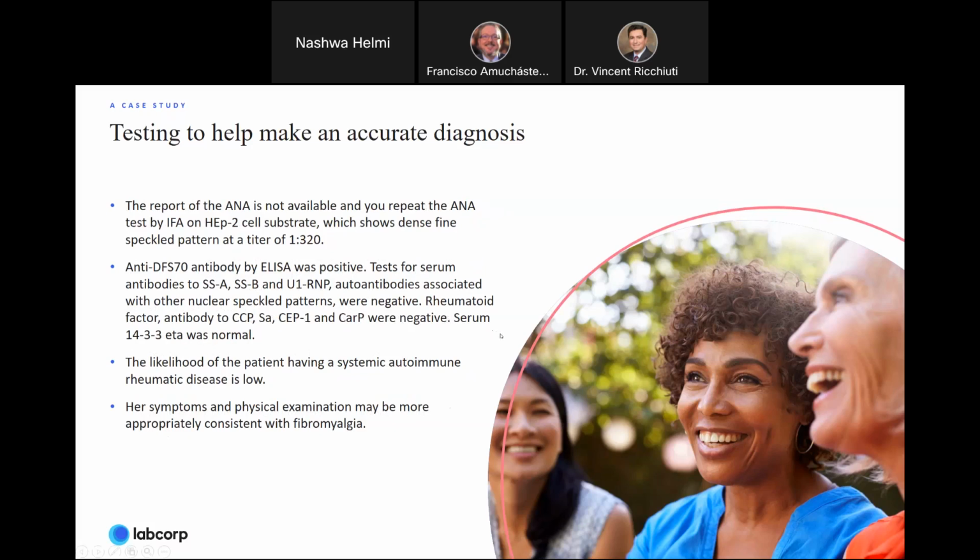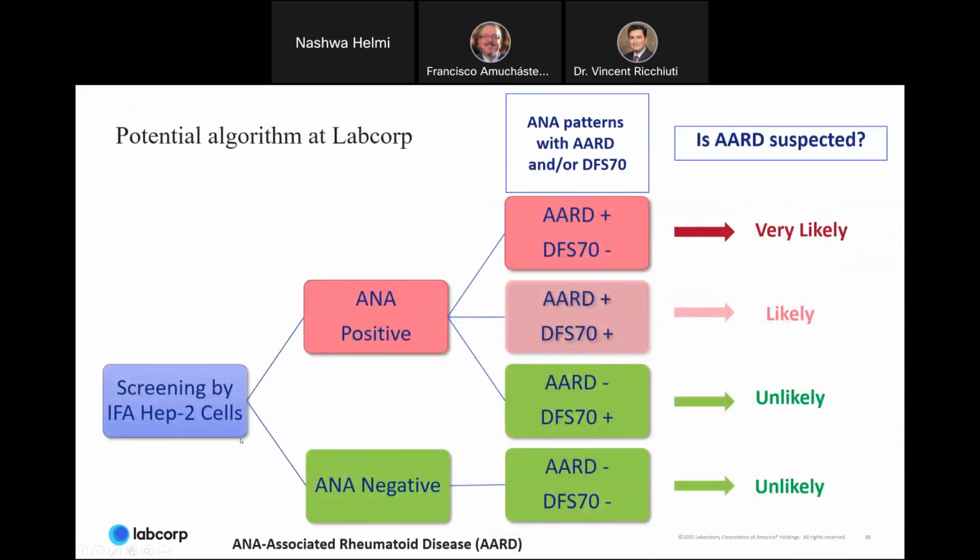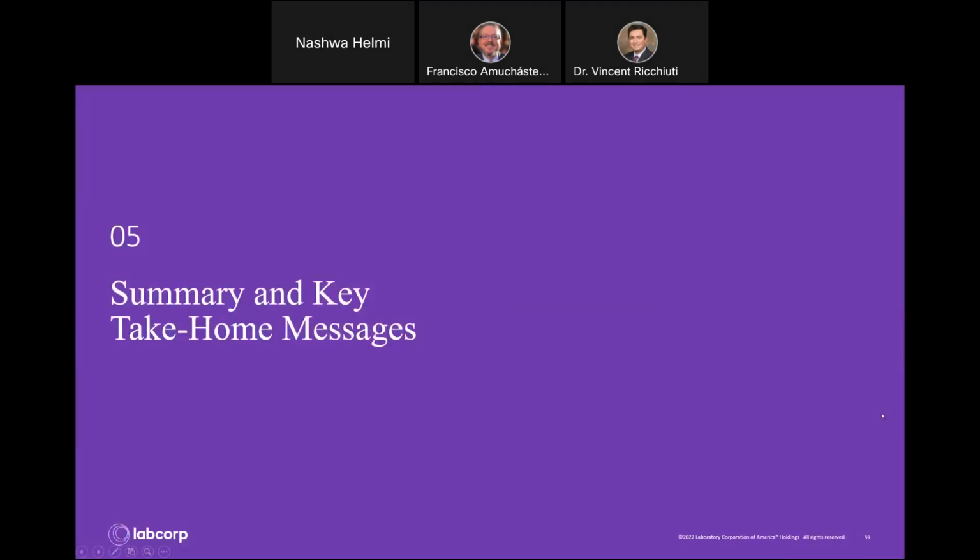So this patient is likely not to have systemic autoimmune disease, and her symptoms and physical examination may be more appropriately consistent with fibromyalgia. So let's go back to our table. Your patient was screened with HEp-2 cells, was positive, and you find out that the DFS70 was the only autoantibody present. Therefore, your patient is unlikely to have an ANA-associated rheumatic disease or systemic autoimmune rheumatic disease.